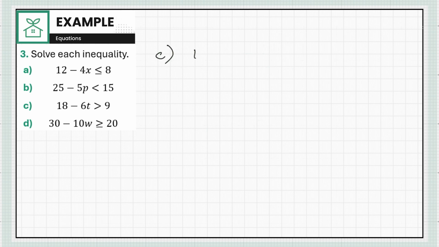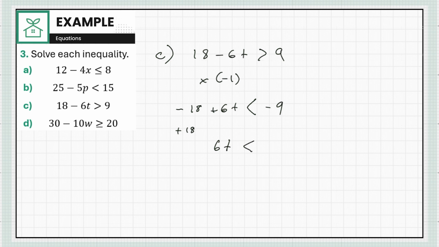Let's look at C. We have 18 minus 6t is greater than 9. Again, I'm going to multiply both sides by negative 1. That just means switch the signs of every term. Alright, there we have it. Now I'm going to add 18 to both sides. That will get rid of this negative 18. I'll be left with 6t is less than 9. Now I'm going to divide both sides by 6. t is less than 9 over 6, which means t is less than 1.5.